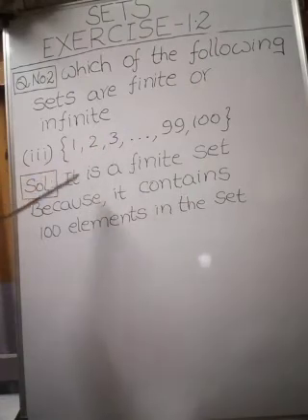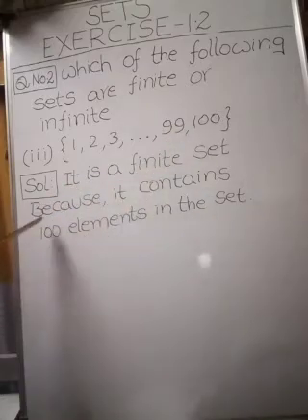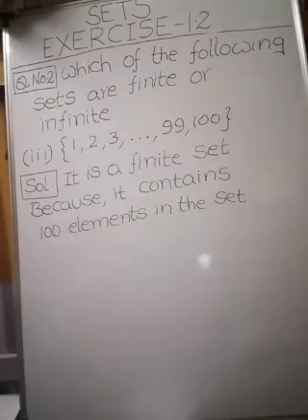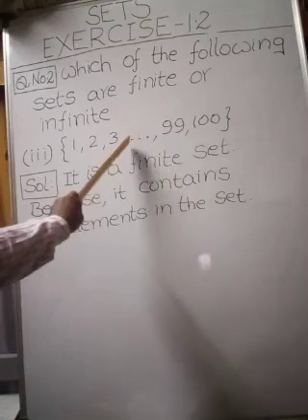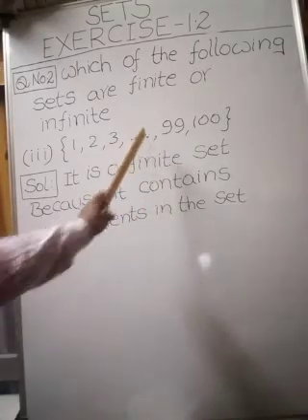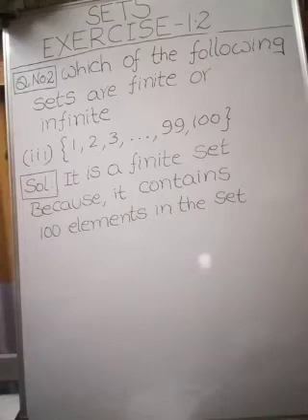Is it a finite set? Yes, it is a finite set because it contains 100 elements. Okay, my dear children, we can't write all 100 elements. That is why we keep 3 dots here. It doesn't mean there are infinitely many elements between the numbers. At the end, if we keep 3 dots, it means it is an infinite set, not in between the numbers. If we keep 3 dots between numbers like this, it is not said to be an infinite set. It is a finite set. Understood, my dear children? Right.